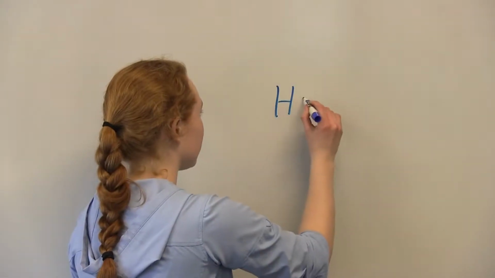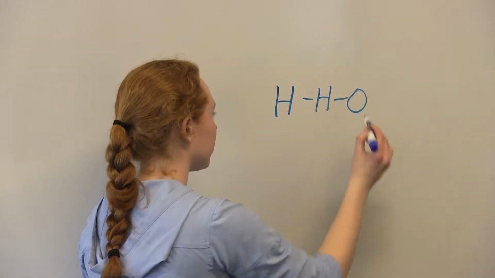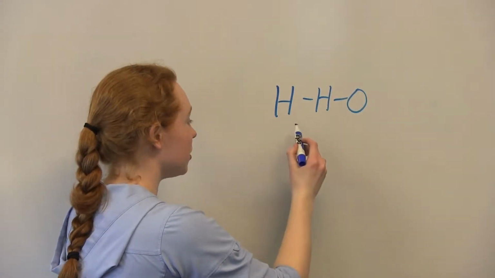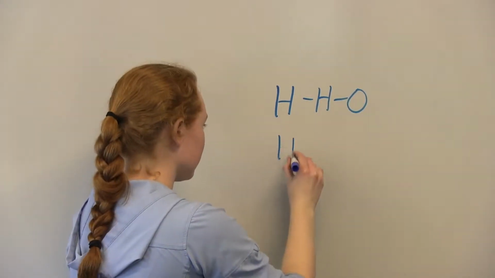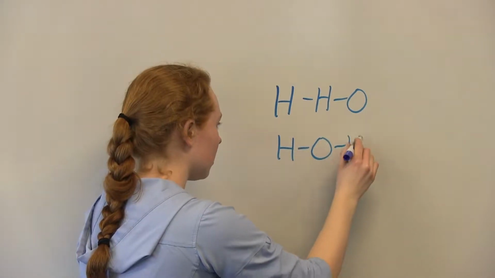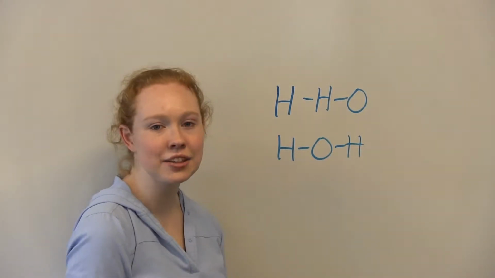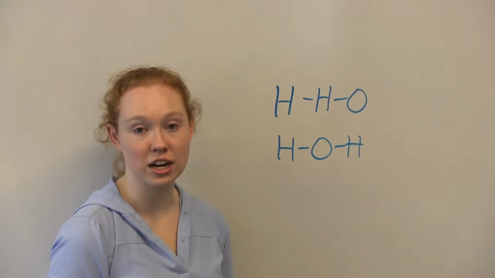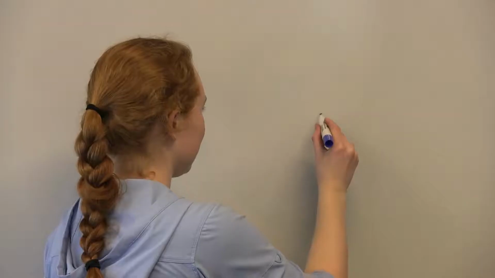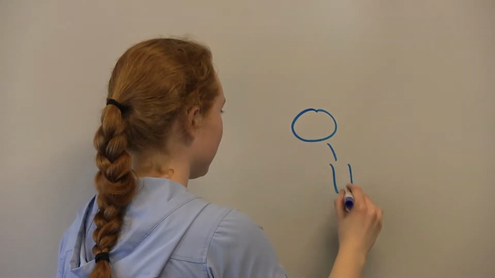Is it like this? After all, that's H2O. Or is it like this? Actually, it's neither of those. Because of the way the electrons move around the oxygen atom, the hydrogen atoms actually line up like this.